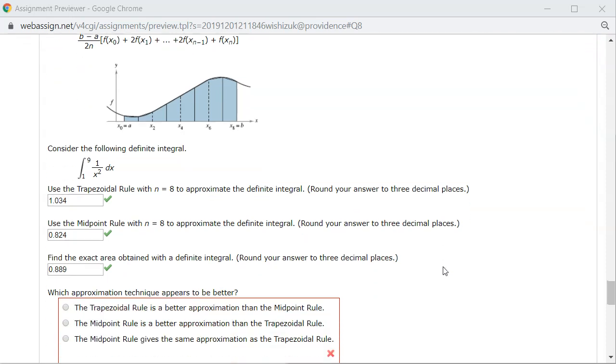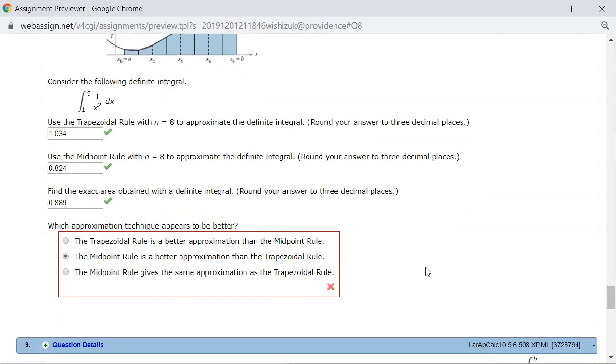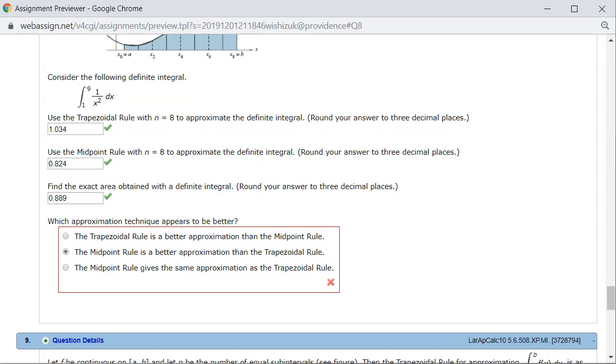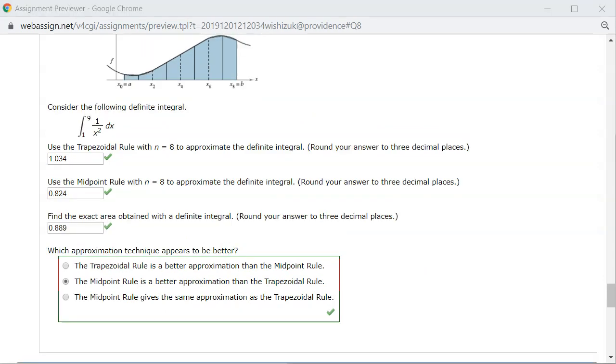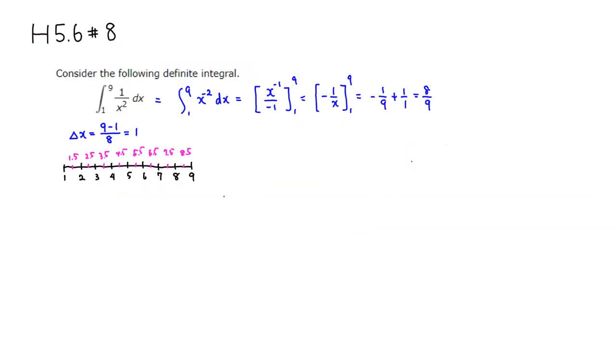Comparing these two, which one seems to be a better approximation? I would probably say the midpoint rule is doing a better job, so it's going to be the midpoint rule here. Let's check the answer. I came back and looks like we got all of them correctly. That's it. I hope that this was clear.